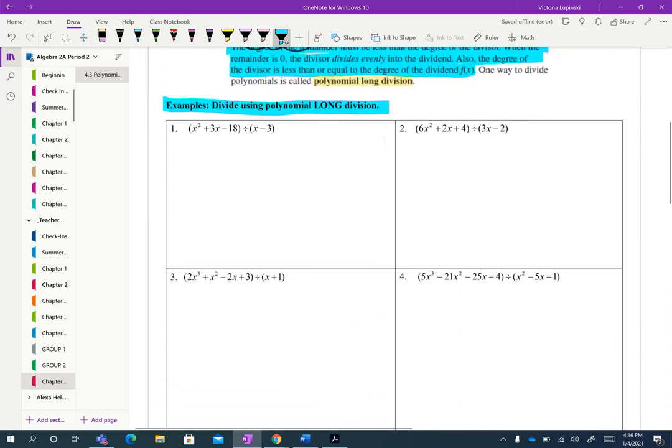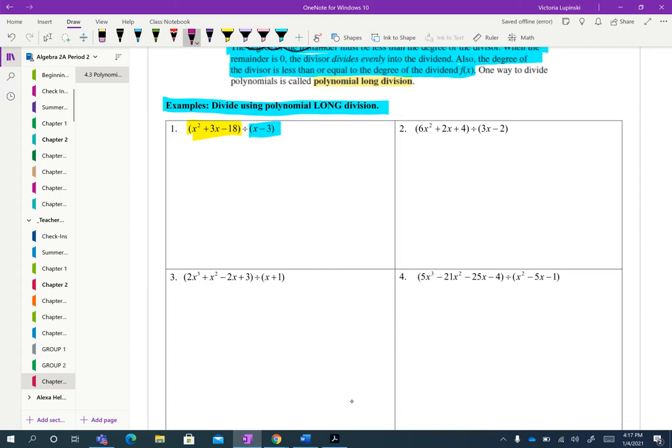So for something like problem number 1 here, the first thing you want to notice is that your first value inside of the parentheses, this is what's going to be called your dividend. Then the second value in the parentheses, that's going to be your divisor. And again, the degree of the divisor should always be less than or equal to the dividend. So that checks out.